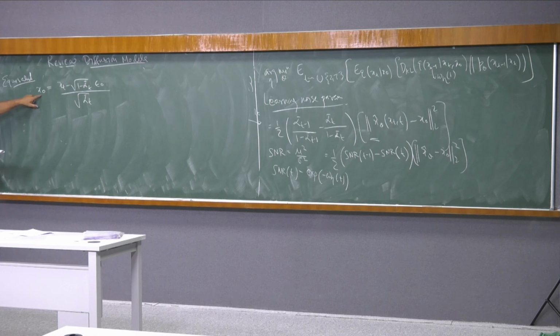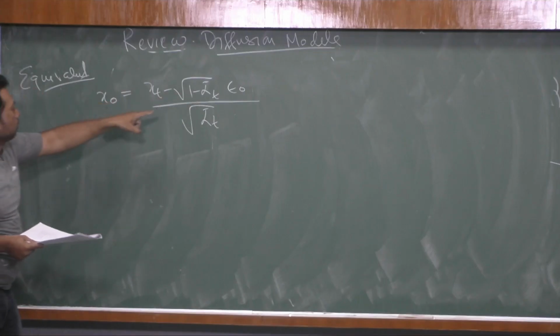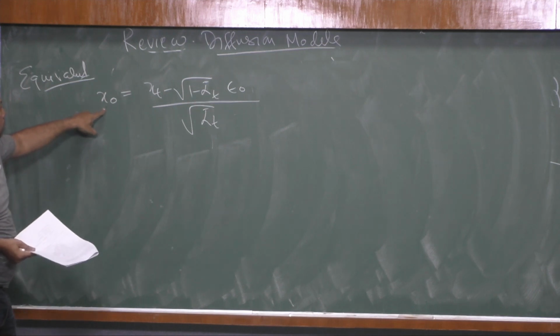Here this is simple. This is just the reparameterization trick. I knew that xt was square root of alpha bar t times x0 plus square root of 1 minus alpha bar t times epsilon naught. So from there I thought, what if I choose my x0 like this? If I choose my x0 like this, what will happen?